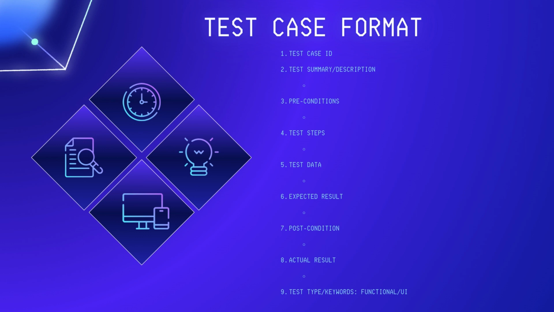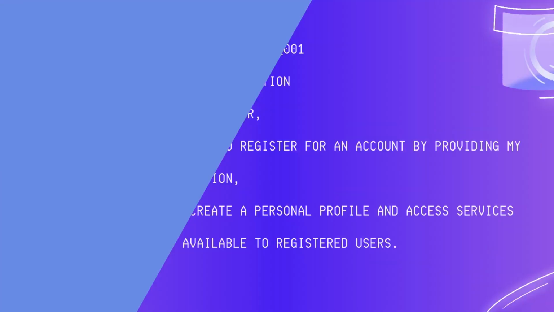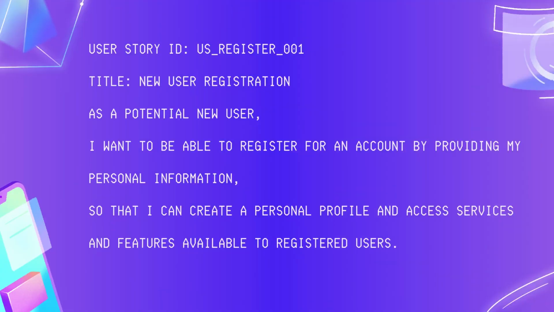Before writing test cases, we must have a user story. And as we know, a user story is nothing but detailed information about any feature. So let me show you one example. This is our user story. As a new user, I want to register in an application by providing my personal information. Okay, and after that I will be able to create my account and I can use the services available after registration. So as I said, for writing test cases, we must have a user story.